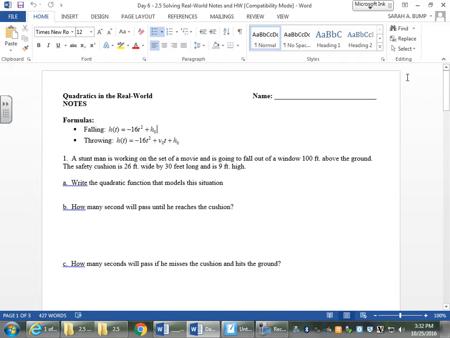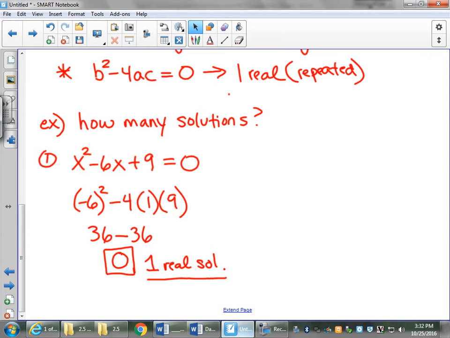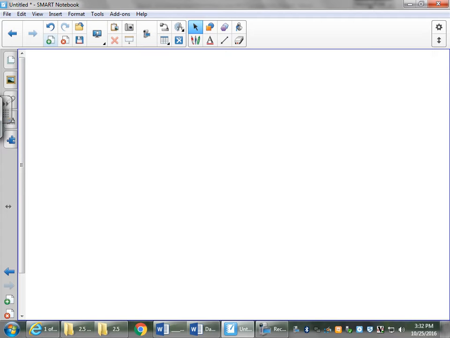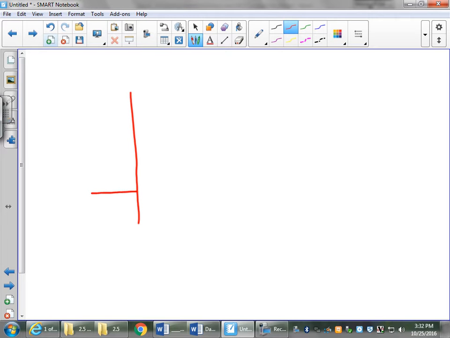We previously did real world examples with a main focus on vertex. Vertex will still pop in today and tomorrow, but the main goal is to solve for x. Anytime you're given a real world scenario, you really have to ask yourself, what is this problem trying to get me to find? So for example, if I just draw a sketch of an object that goes up and comes back down.